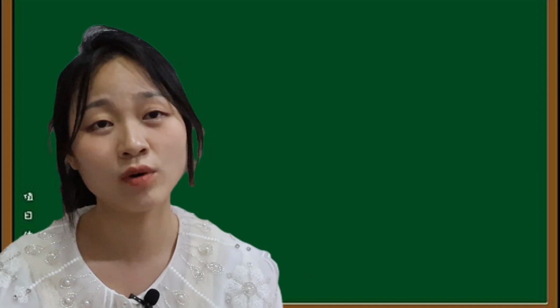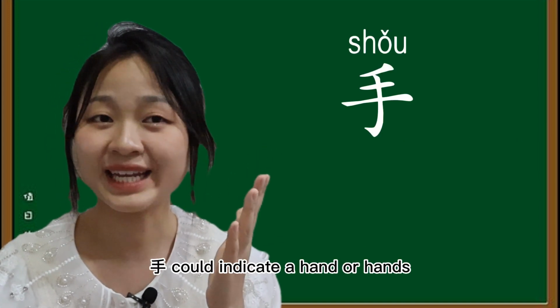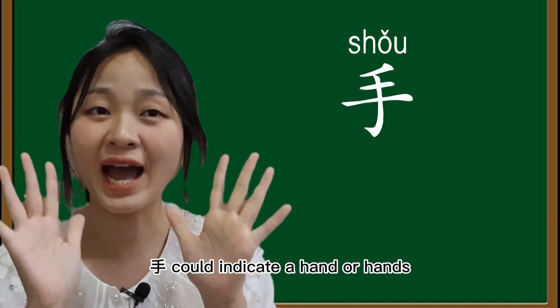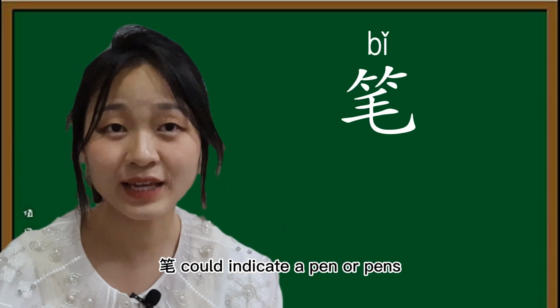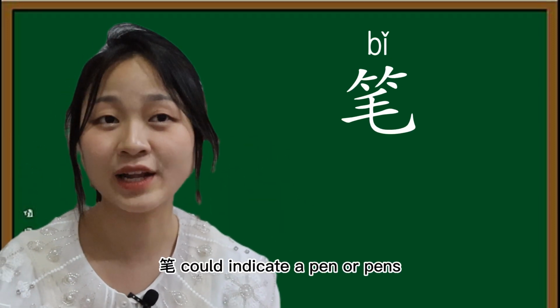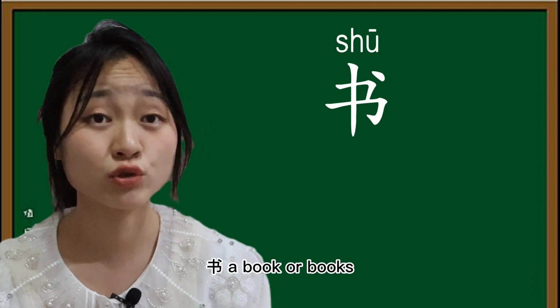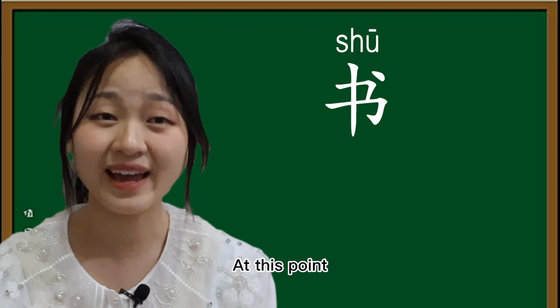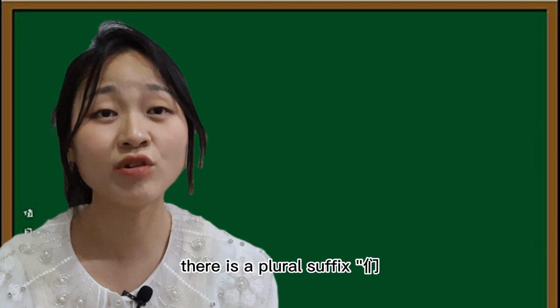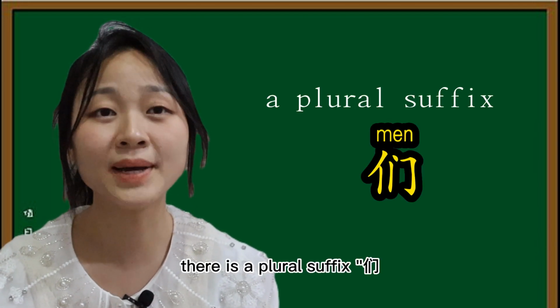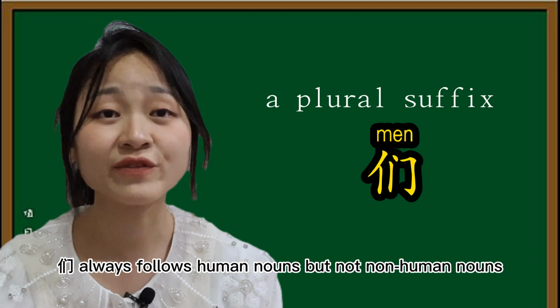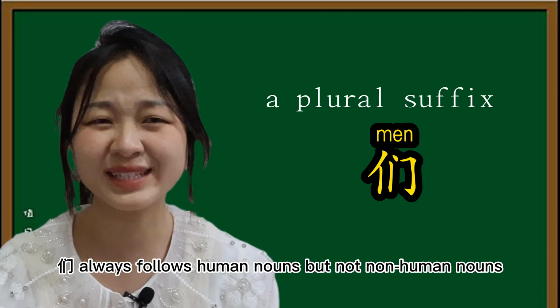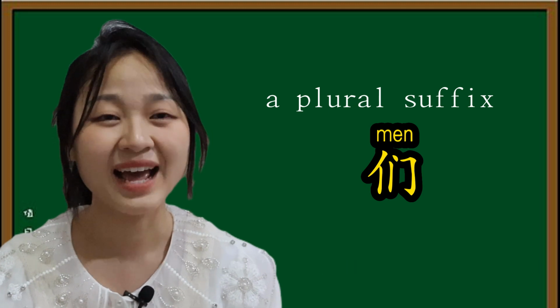For example, 手 could indicate a hand or hands. 笔 could indicate a pen or pens. 书, a book, books. At this point, there is a plural suffix, 们. 们 always follows human nouns but not non-human nouns.